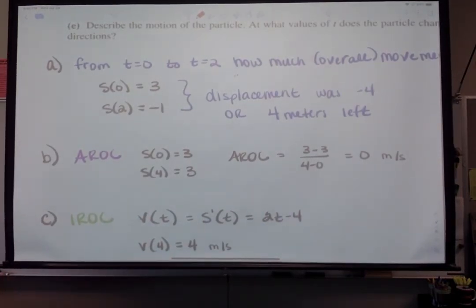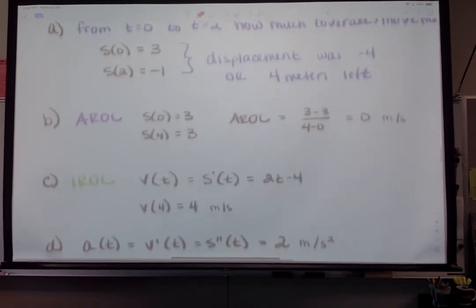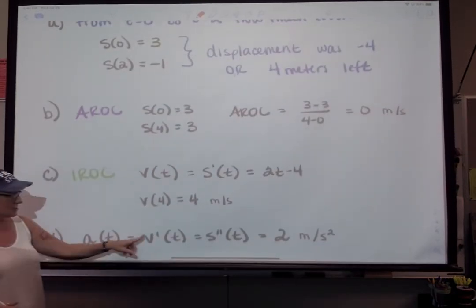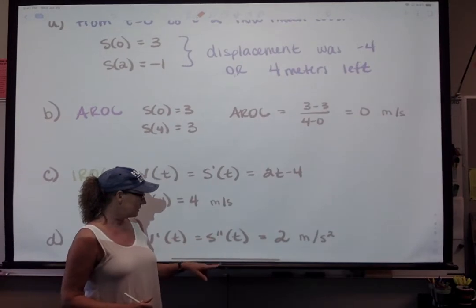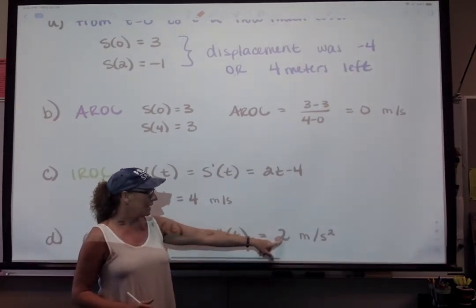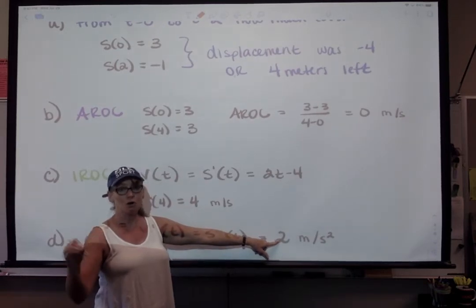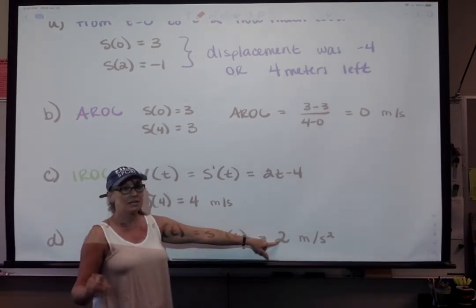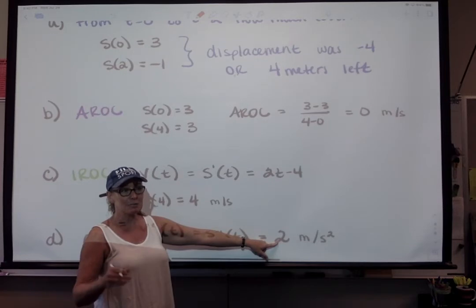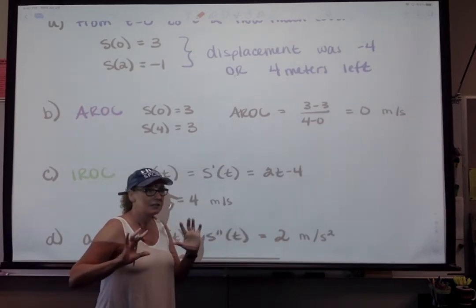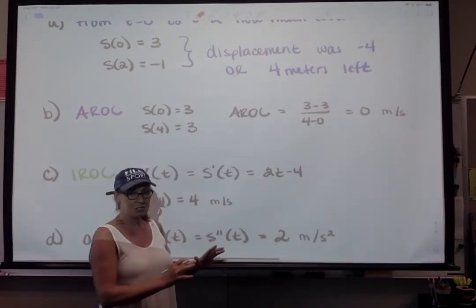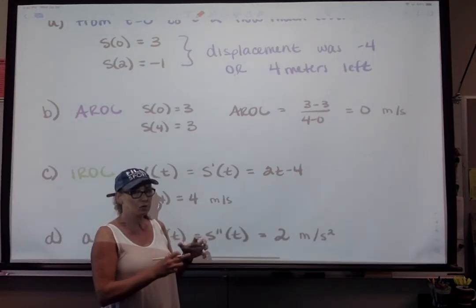Okay, that one's done. Part D, find the acceleration. Oh, easy. Acceleration is the derivative of velocity, second derivative of position. I just got 2. The acceleration is a constant 2 all the time. It's like a force being applied in the positive direction, a force of 2 all the time.